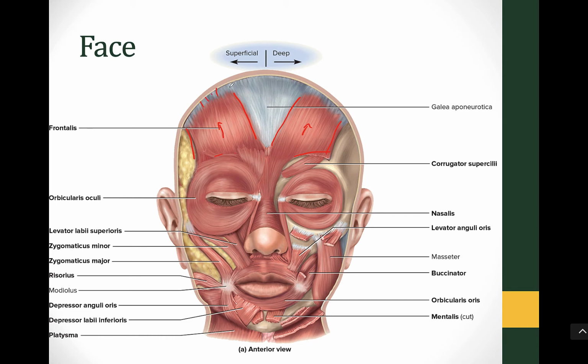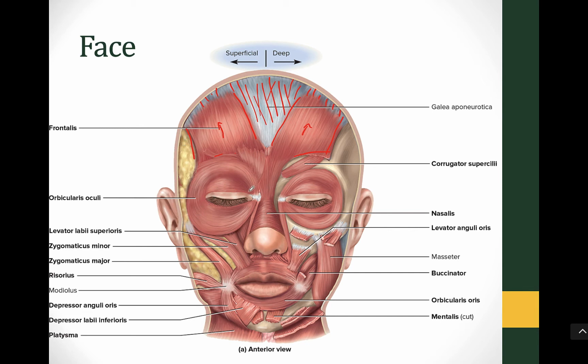So an aponeurosis is a really thin sheet of connective tissue, and we have several of these throughout the body, that muscles can attach to. It gives them something to pull against when they're not inserted directly on a muscle or a bone, when they're not originating directly on a bone.